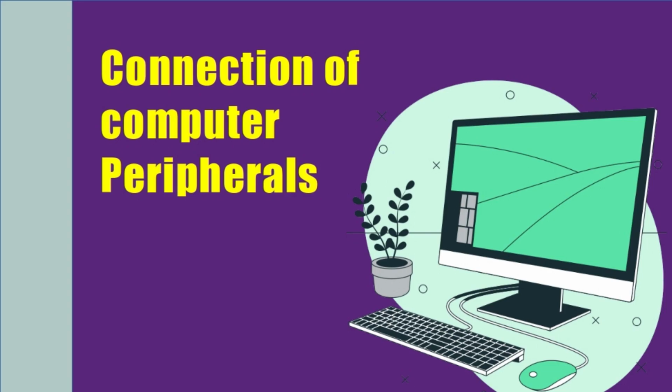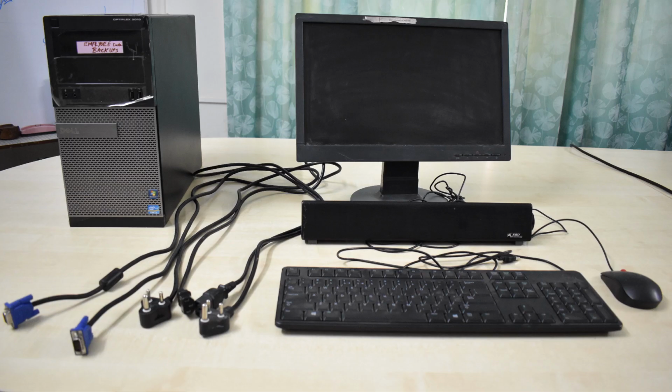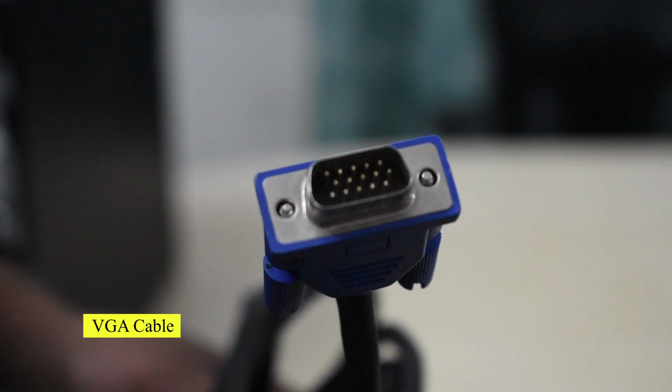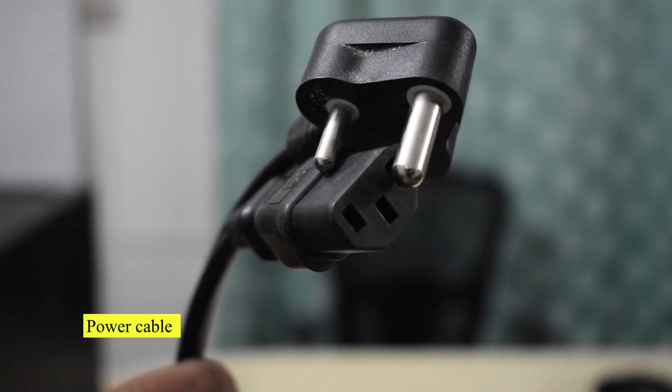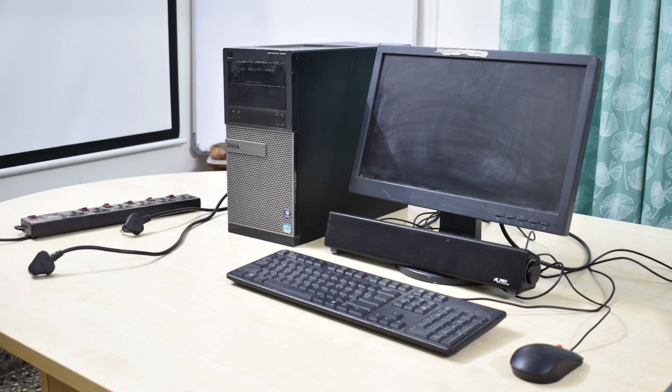Hello, in this video we will see how to connect a computer system. You can see here the computer set, including monitor, CPU, keyboard, mouse, speaker, VGA cable and the power cable. Using this, we will see how to connect them.